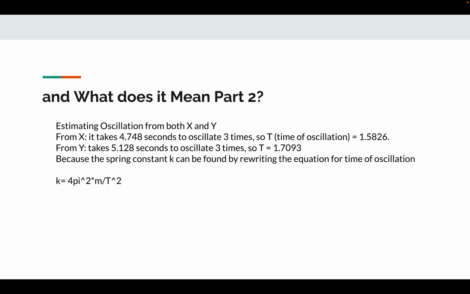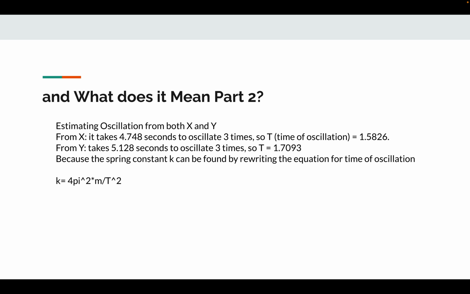As I was saying before, we're estimating oscillation for only X when we created this model, but there's oscillation for both X and Y over a different time period and over different spans of oscillation, right? So for X, it took 4.748 seconds to oscillate 3 times. So T, the time of oscillation, is 1.5826. And for Y, it took 5.128 seconds to oscillate 3 times. So T is equal to 1.7093.